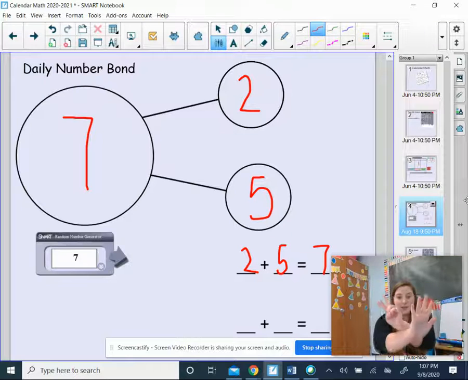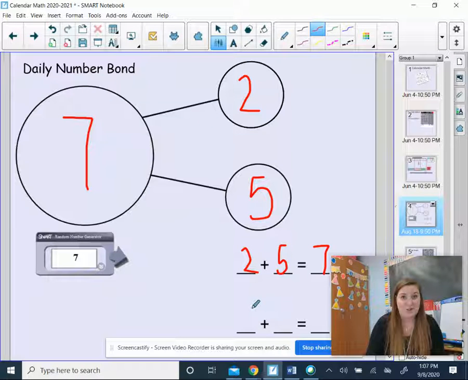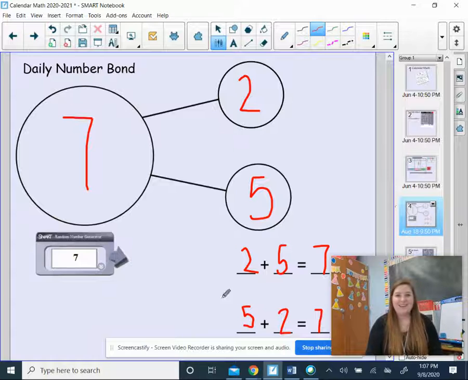Well, what if I swapped them? Then I would have 5 and 2, but does it still equal 7? That's right, it does. We can swap our parts. You're still going to get the same total. So let's write another addition equation swapping our parts. All right, so now I'm going to write 5 plus 2 equals 7. Good job, everybody.